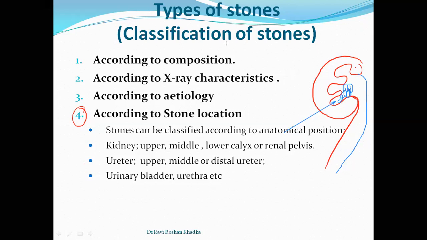The stone is there, and the stone is not big. Suppose it is hardly 1 centimeter and lying at the lower calyx here. Now this being a small stone lying at the lower calyx, what we can plan is ESWL. That is, we can apply the shock wave from the external point, and just break the stone and bring it out. Or we can go through the ureter, and we can break the stone by a laser, known as RIRS.